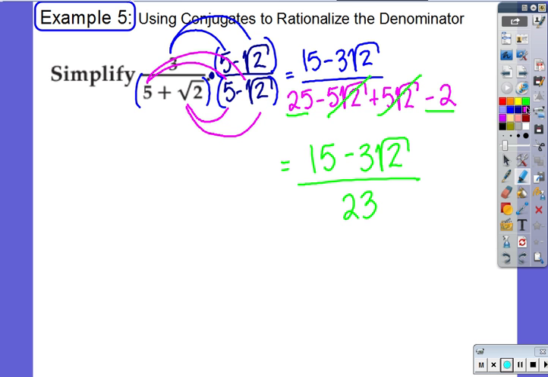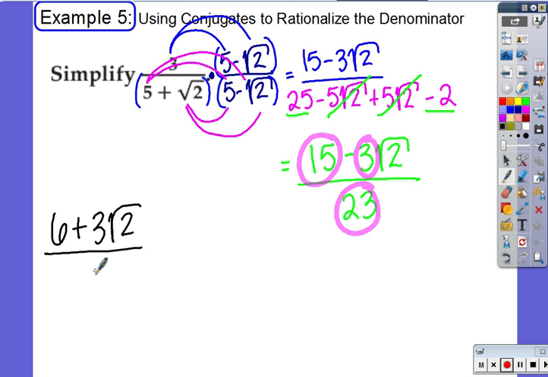Now, I do want to point out one thing, that this number, and this number, if those were all reducible by the same number, you could reduce that. So let me write you a little example over here. So let's say we had 6 plus 3 root 2 over 9. So notice, look at the numbers that I circled over here, and let's circle them over here. Do those all reduce by the same number? Yes. And I personally think it's easiest to kind of, so what, they all divide by 3.